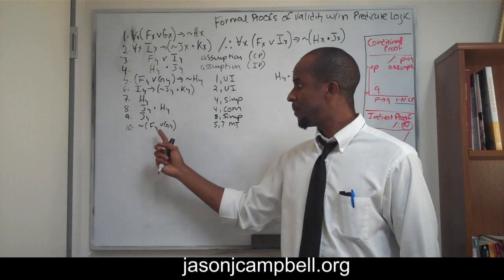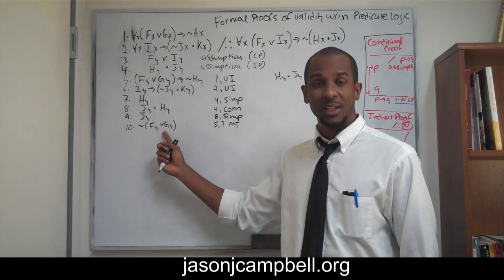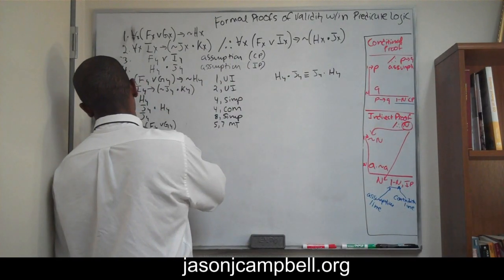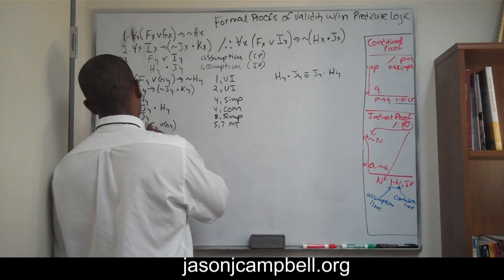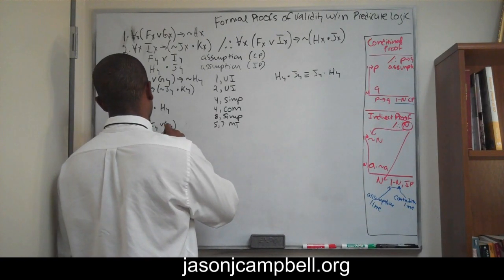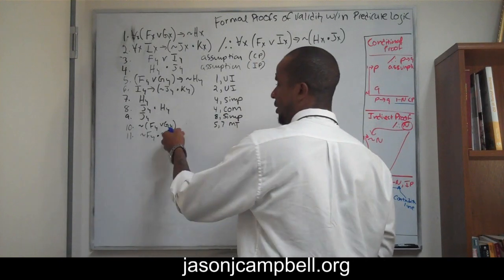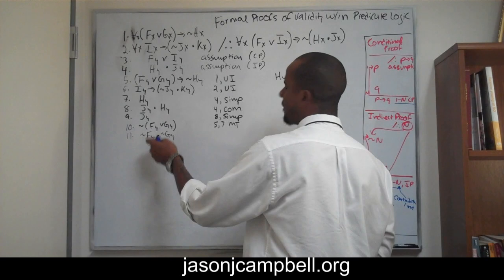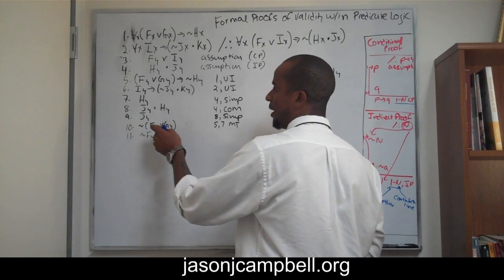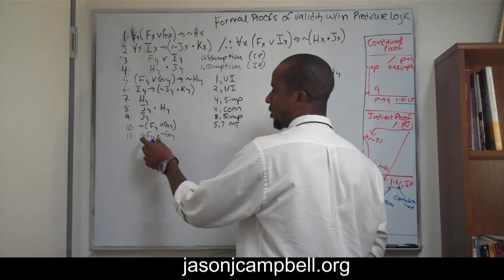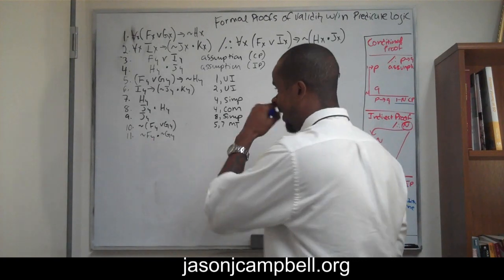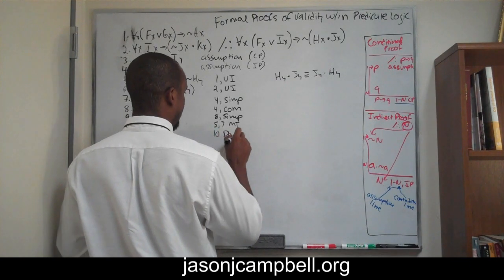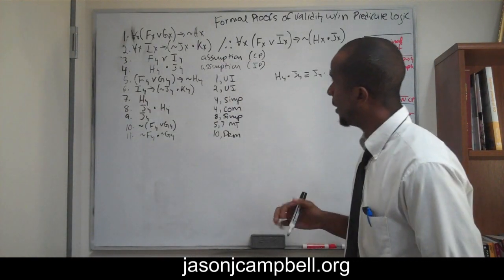But you can transform this disjunct into a conjunct. And the way that we do that is through De Morgan's. So number 11 is going to be not Fy and not Gy. We've distributed the negation, and it transforms the disjunct into a conjunct. So we have not Fy and not Gy, and that's De Morgan's on 10. So that's 10 DEM. Okay, that's good.